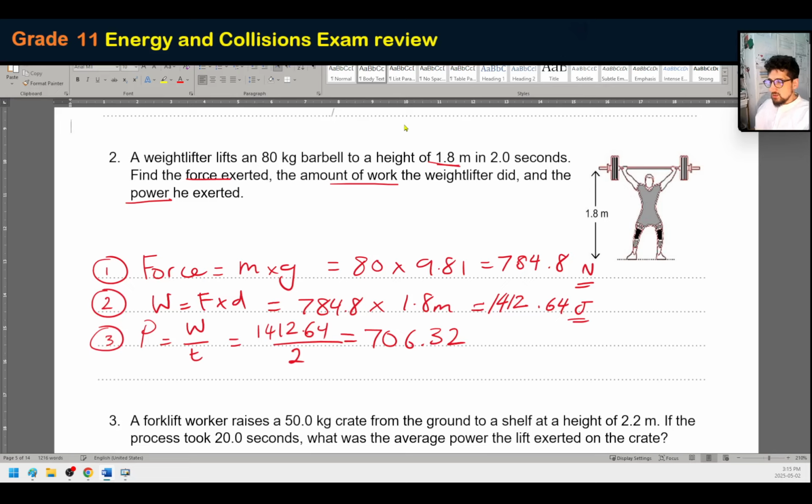706.32. And what's the unit of power? What is the unit of power? It is in fact watt. So 706.32 watt, or if you prefer, 706 watts. Okay, and that's how you solve that one.